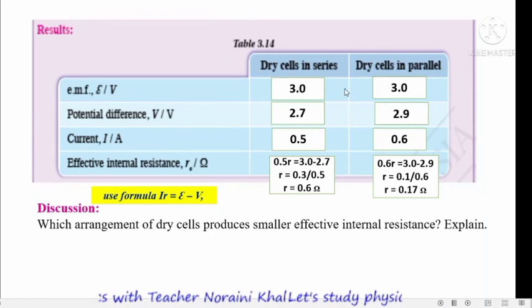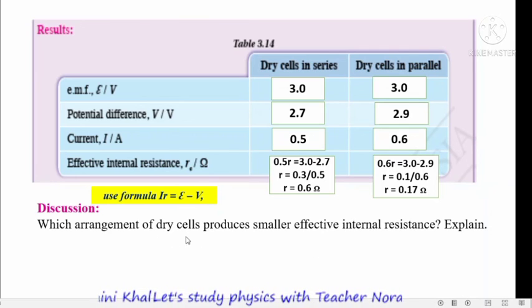So look carefully here: the effective resistance when dry cells are in series is 0.6 ohm. When dry cells are in parallel, the total effective internal resistance is 0.17 ohm. So the arrangement affects the effective resistance of the battery. For the series one, the value of R becomes larger. For the parallel one, the effective resistance R is smaller. That's the reason why you can see the current for this circuit is larger than this one.